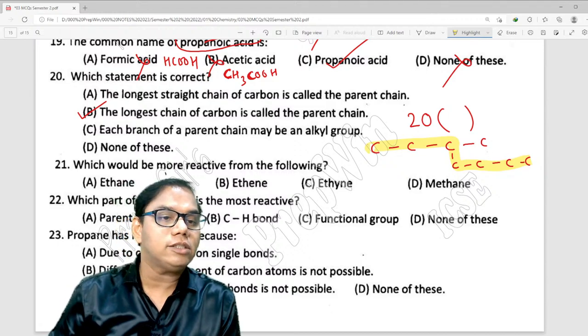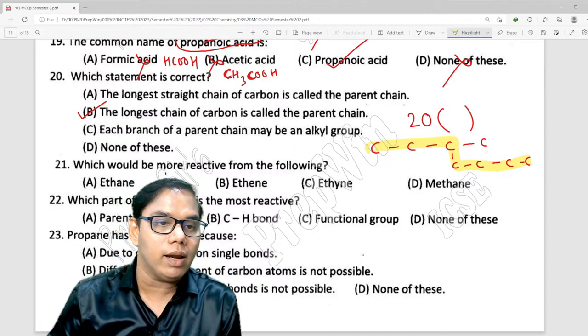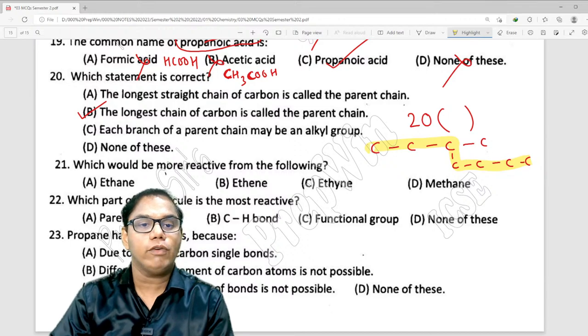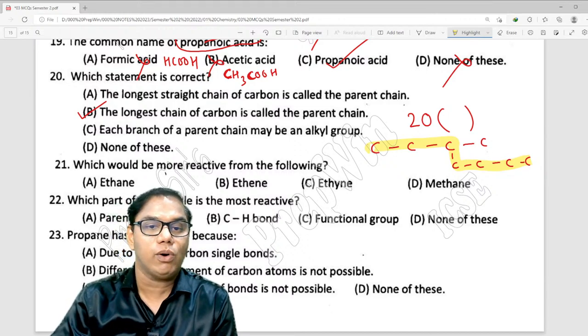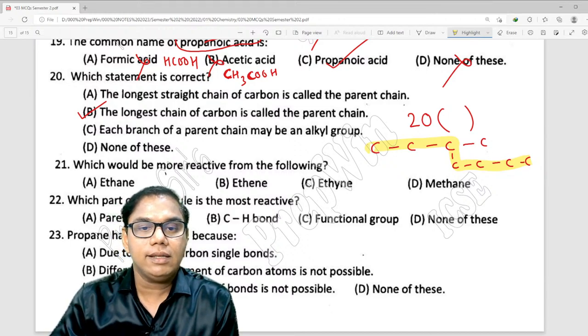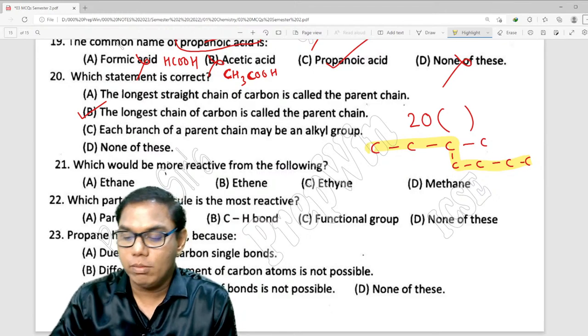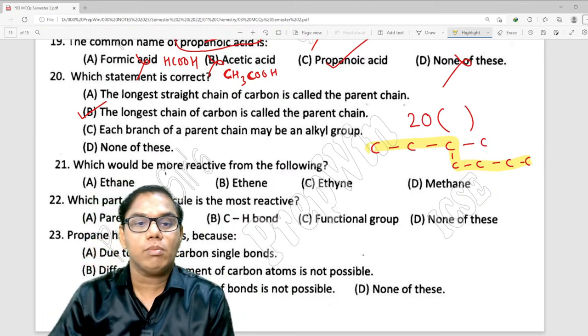Okay, let's move on to question number 21. Which would be more reactive from the following? कौन सा ज्यादा reactive होगा? Ethene, ethyne, methane. Which is the more reactive?